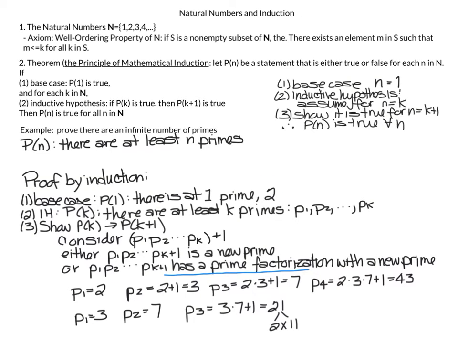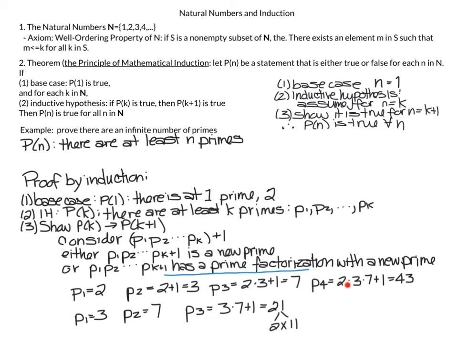Say we started with p1 equal to 2, and then by our formula, we're going to multiply all of our p's together, which is just 2, and then we're going to add 1. So that'll give us 3. So that's a new prime. So for p3, to generate a new prime, we're going to multiply all of our primes together, 2 times 3, and then add 1, and we get 7. That's another new prime. For p4, we get 43, so that's another new prime. So this illustrates the first part, where the product of the primes plus 1 is a new prime. But what about this second possibility?